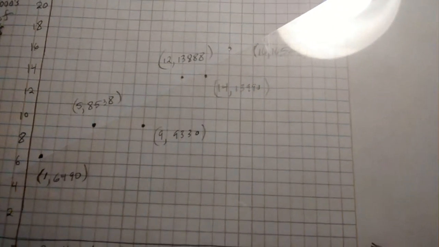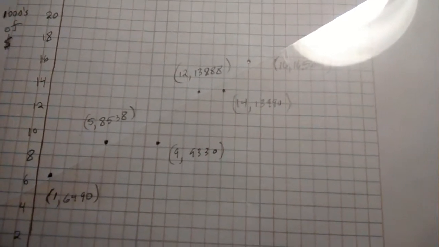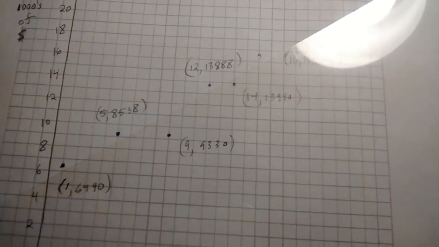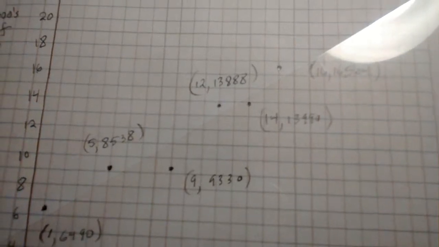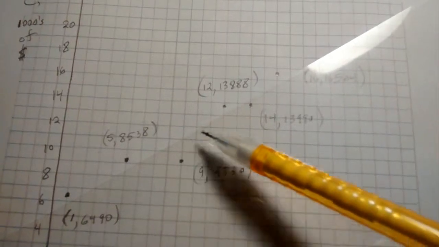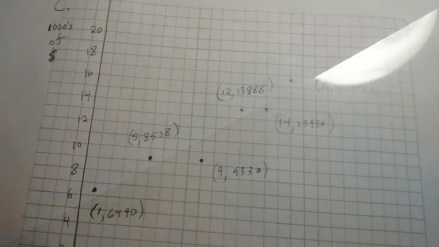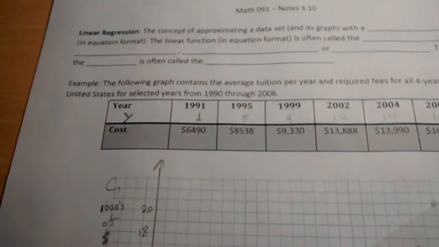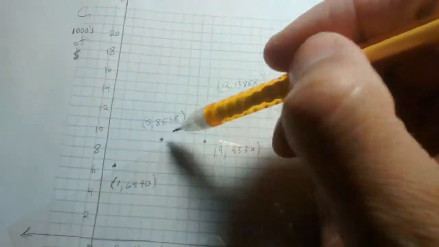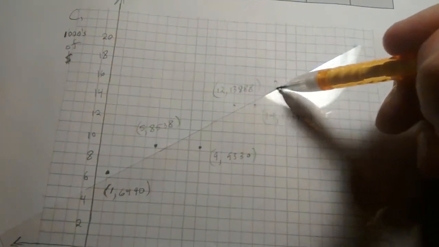It's a line that would pass as close to as many of the points as possible, and it would be a line that looks something like that, just so you know. We do take the average distance between the dots and this line, and we're looking for the shortest average distance. So that's what we call linear regression. So what we're going to do here is pencil in my line, what I think is the line of best fit, what appears to be the line of best fit.